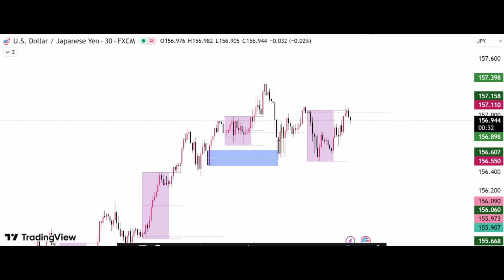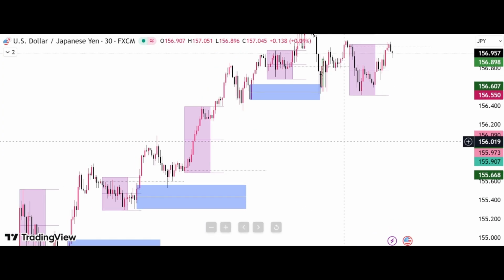What matters here isn't the R number, it's the process: how the levels were marked, why price reacted, and just as important, what I ignored. If you are tired of chasing setups and want to see how a clean, repeatable session actually looks like, watch this carefully.